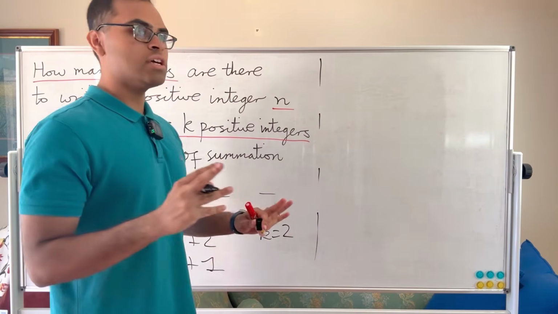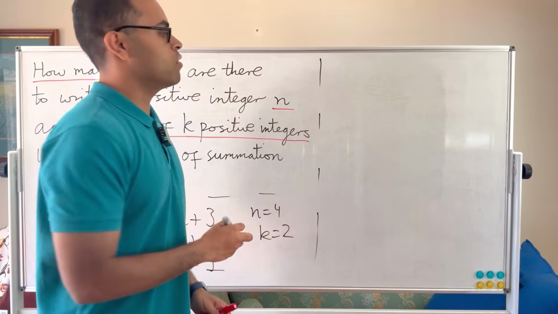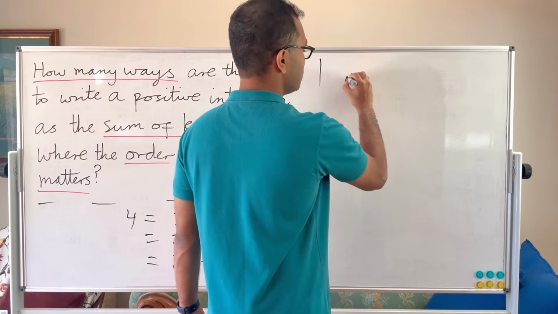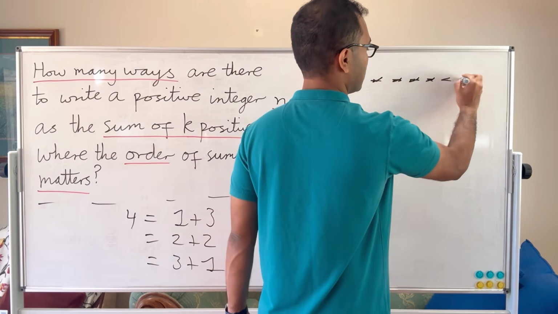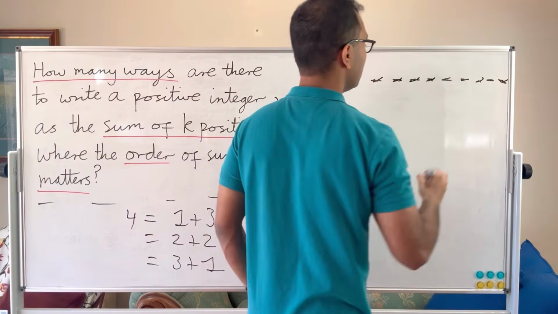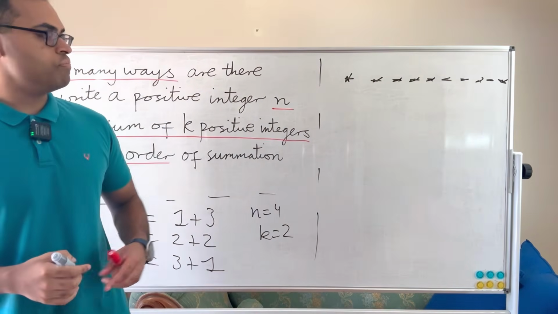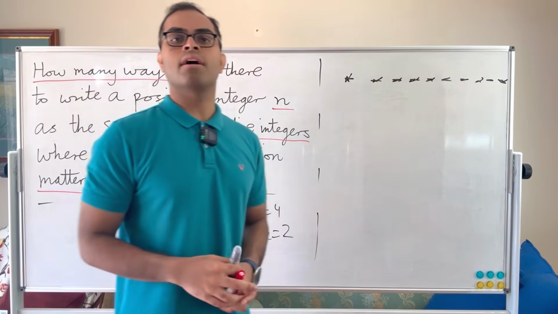So let's just look at a case where n is 10 and k is 4. I'm just going to show you. And this is a famous construction called the stars and bars construction. There are 10 stars: 1, 2, 3, 4, 5, 6, 7, 8, 9, 10. 10 is the number of stars.